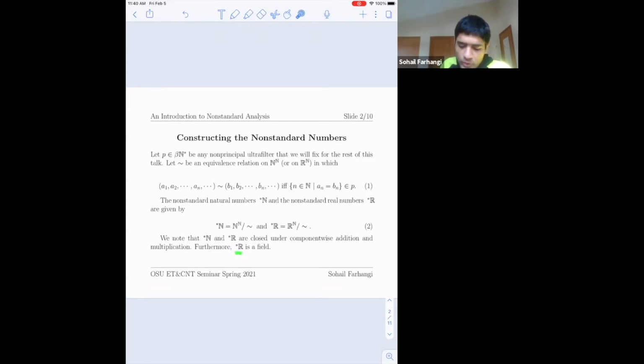And it's at this point that we actually use the fact that we had an ultrafilter and not just a filter, because this equivalence relation is going to be an equivalence relation for any filter. The fact that we're using an ultrafilter is what allows us to see that the non-standard reals are a field. And I'm just going to give a proof.